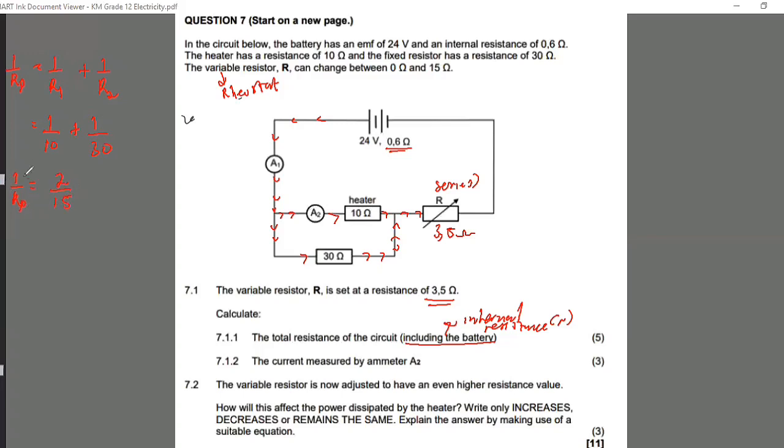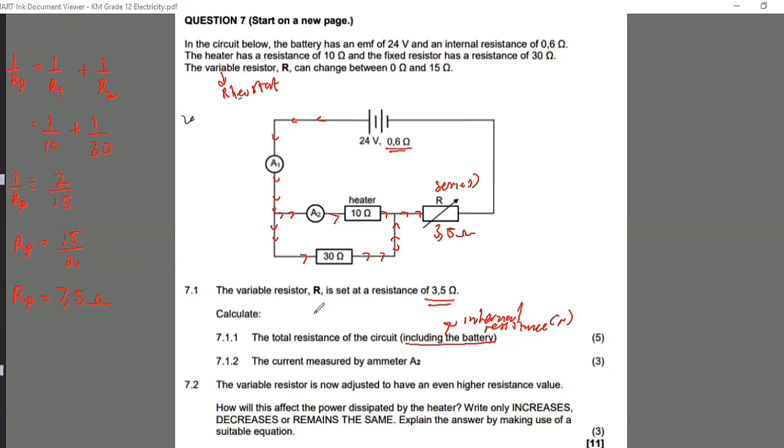But you will remember that we are not looking for 1 over Rp, we are looking for Rp. So at this point, we have to do our inverse. And now we will have 15 over 2. So the denominator becomes the numerator. So the Rp is now equal to 7.5 ohms, right? So now this is the resistance of the parallel.